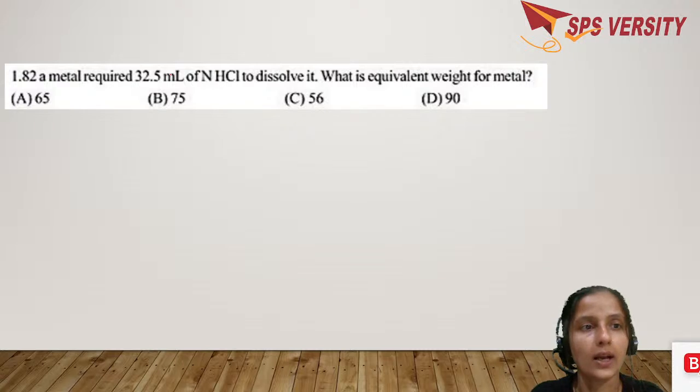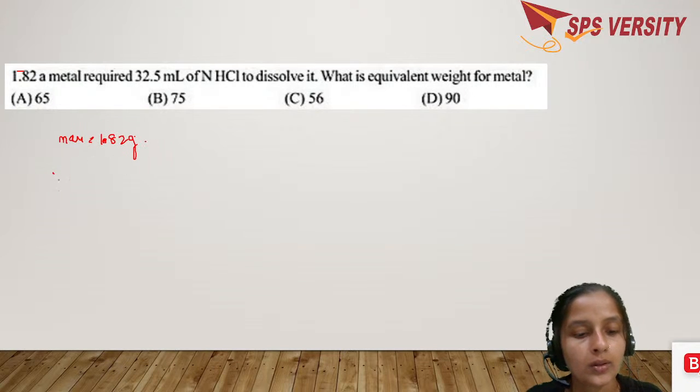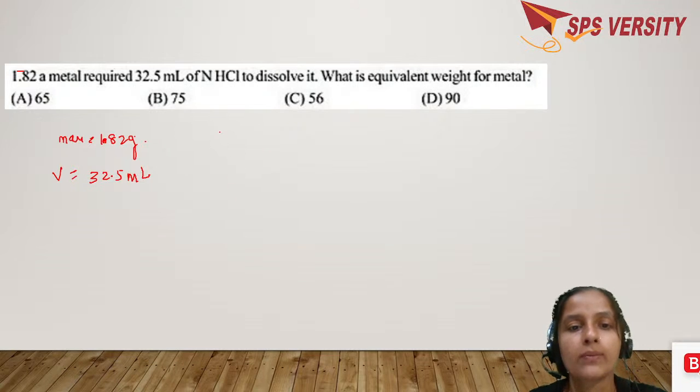1.82 grams of a metal is required to prepare 32.5 ml of normal HCl dissolvent. What is the equivalent weight they have asked? How do you find out the equivalent weight of this one?